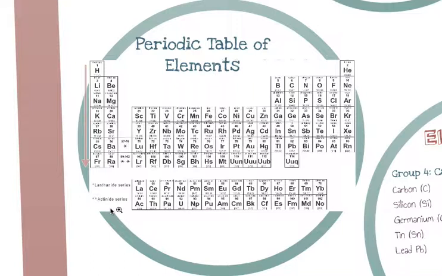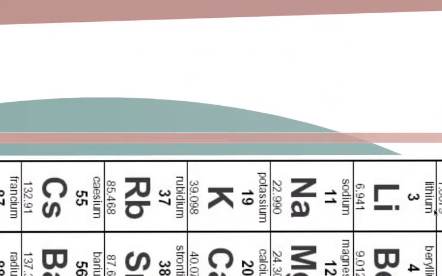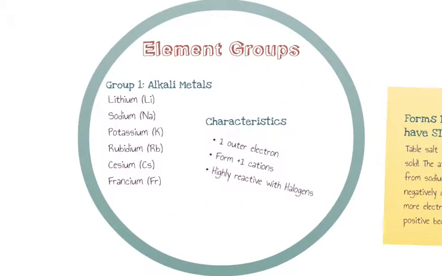So the groups are the columns. Columns go up and down. So for example, group 1 is found in this column. We have hydrogen, lithium, sodium, potassium, rubidium, cesium, and francium. That makes up our group 1 elements, which are known as the alkali metals. The ones that I really want you to know that are in group 1 are sodium and potassium. For biology, those come up often.